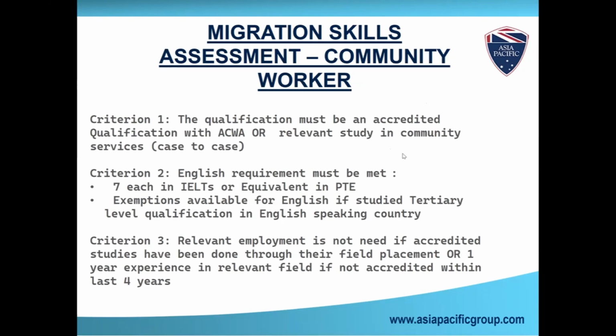Now exemption can be taken if you are basically studying from an English speaking country. So for example, if you studied in the UK, and your whole schooling has been done in the UK and you did a diploma over there, that can be used. That will get exempted from the English examination. But at the same time, if you had done, let's say, a bachelor's in Australia, even that should be fine. If you've done a tertiary level education in Australia, that can also make you exempt from the English examination.